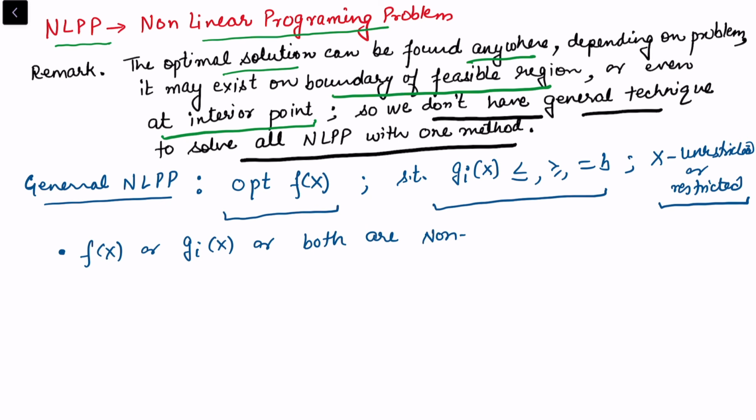That means if either the objective function is non-linear, then we say it is a non-linear programming problem, or if the constraints are non-linear, or both of them are non-linear, then we will say that this is a non-linear programming problem. For a linear programming problem, everything has to be linear. But for non-linear, if either the objective function or any of the constraints is non-linear, we will put this into the category of non-linear programming problem.